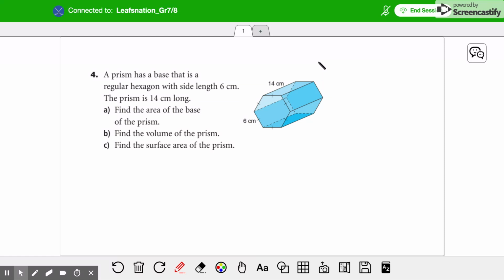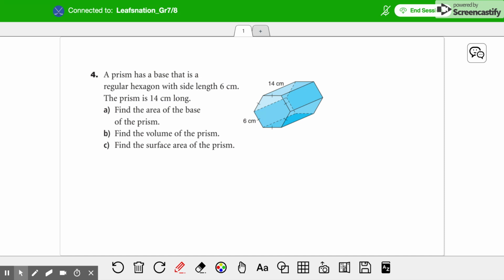I learned how to find the area. I'm basically doing a Pythagorean theorem. Yes. So basically what we're doing is splitting these hexagons into triangles and applying that Pythagorean theorem to find the area of the base.